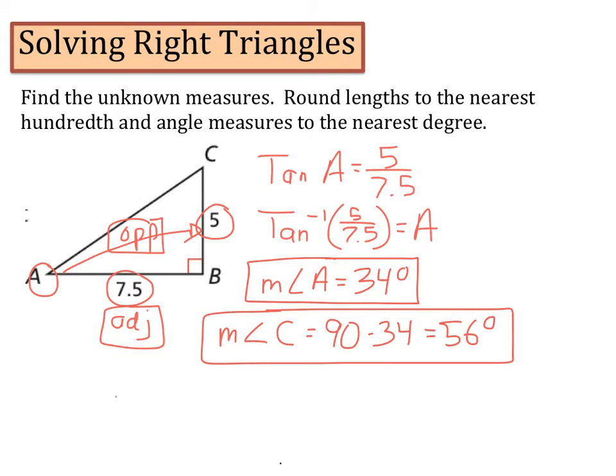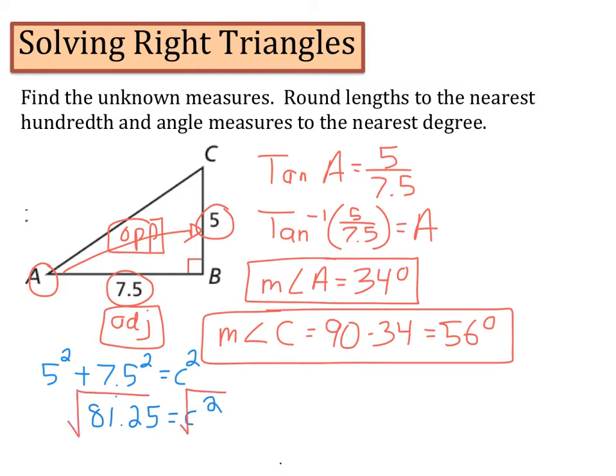To find this, we are going to do 5 squared plus 7.5 squared equals C squared. So 5 squared plus 7.5 squared gives us 81.25. But as we know, we have to take the square root of that. So the measure of AC is going to equal about 9.